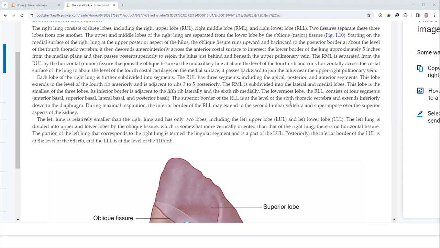Now let's go to the left lung. The left lung is relatively smaller than the right lung, and has only two lobes, including the left upper lobe and the left lower lobe. So two lobes only on the left lung.